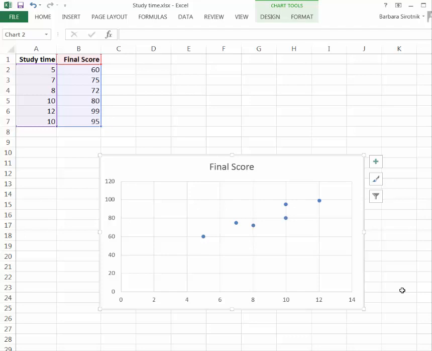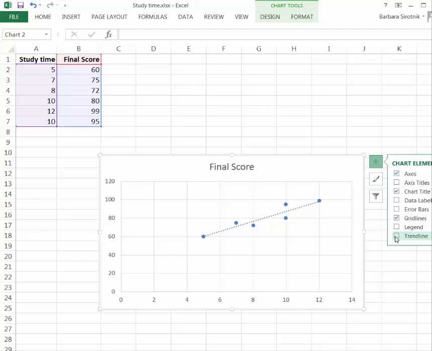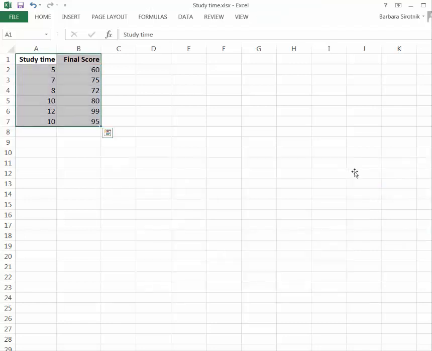To me, that looks like the points are going to be clustering pretty closely to a line. And if I click on the plus sign and put in a trend line, yes, the points are pretty close around the line. Looks like it's going to be a good predictor. Study time will predict final exam score. But that's all by eye.